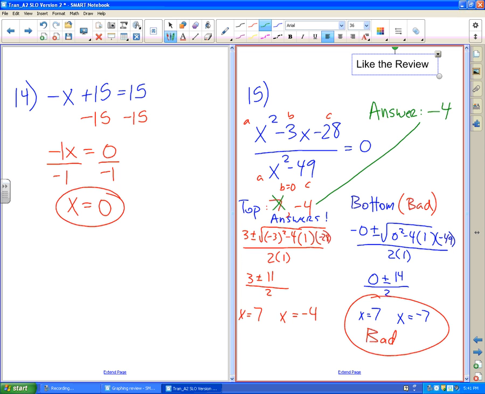Okay. So find the top zeros, find the bottom zeros. The top ones are the answers, but throw away the bad ones.